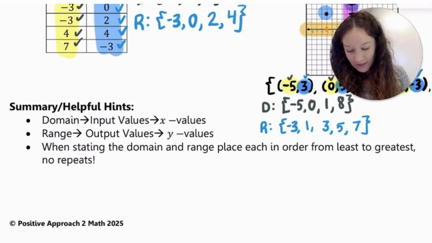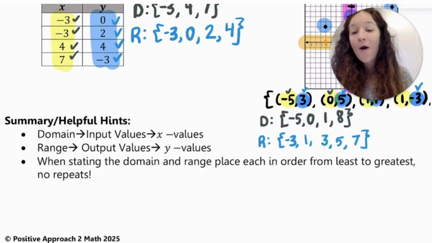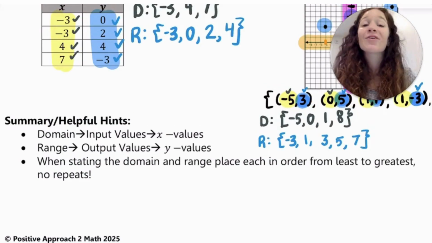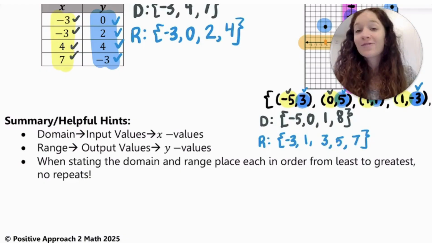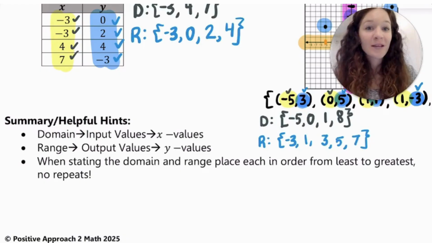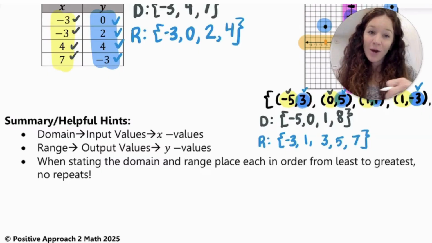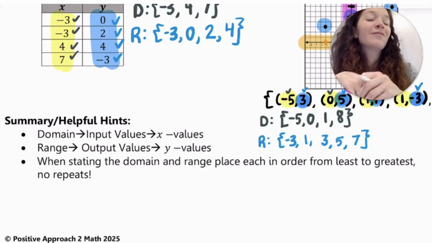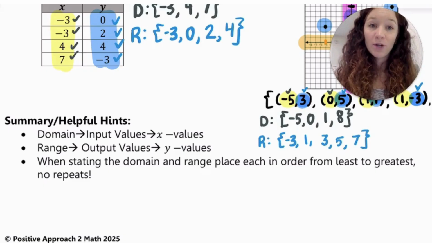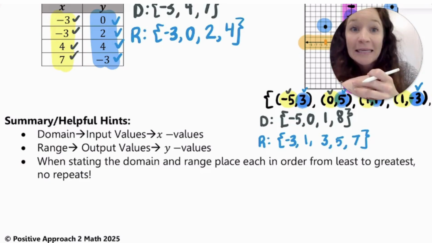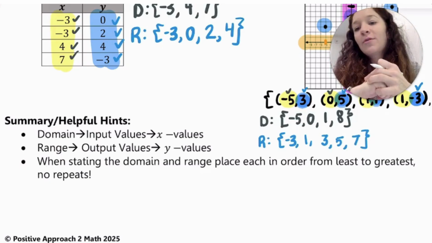Some helpful hints I have for you are, remember, domain is our input. It is our x values. Our range is our output. It is our y values. Think of your domain as what you're putting into your washing machine, the dirty clothes. Think of your range as what you get out of your washing machine, the clean, wet, damp clothes, okay?